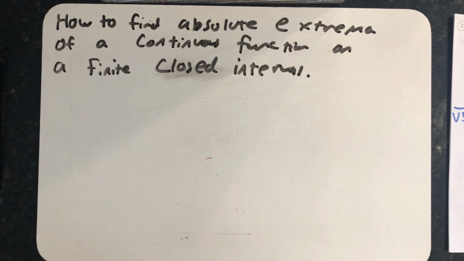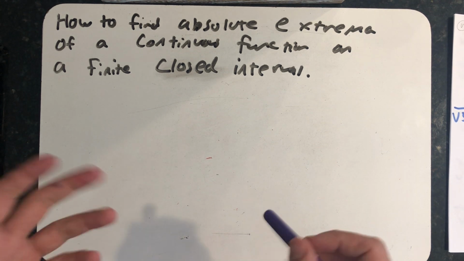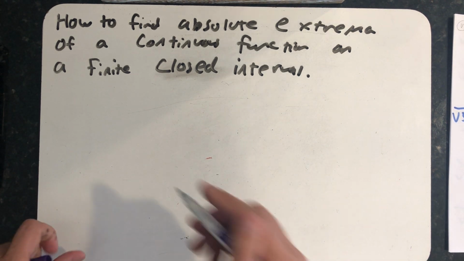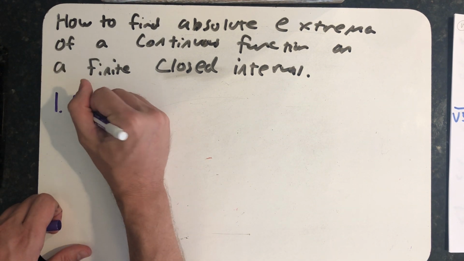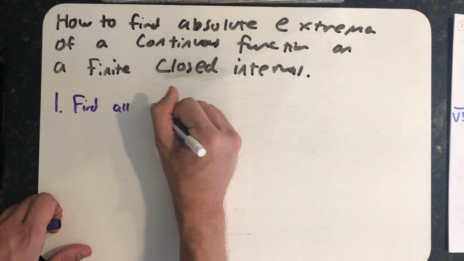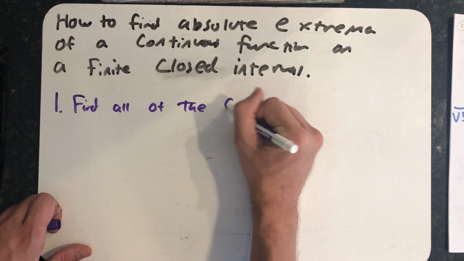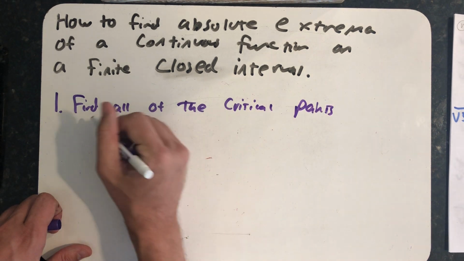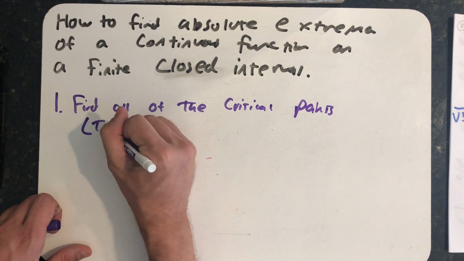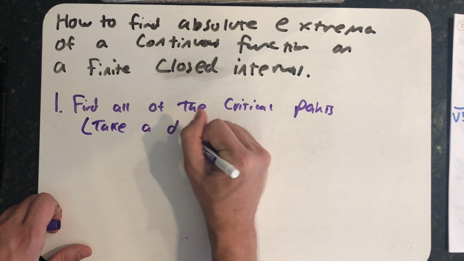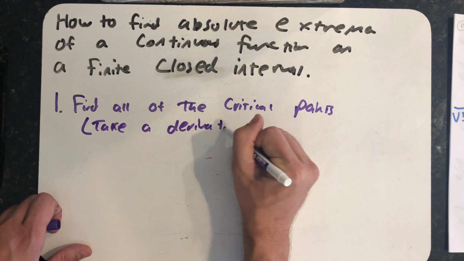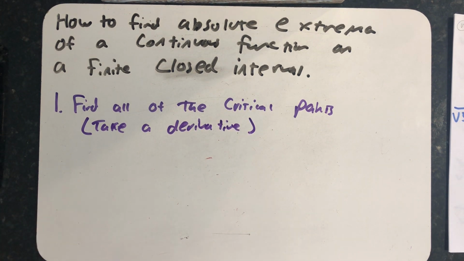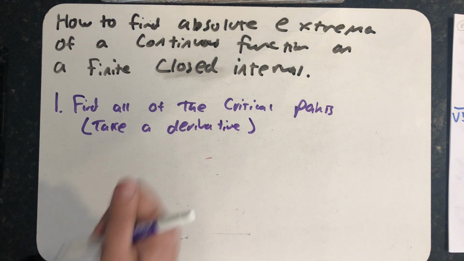All right, so how to find an absolute extreme value of a continuous function over a finite closed interval. Step 1, find all of the critical points. So in this step, we'll need to take a derivative. And then we're going to look for anywhere where that derivative is equal to 0 or where it does not exist.